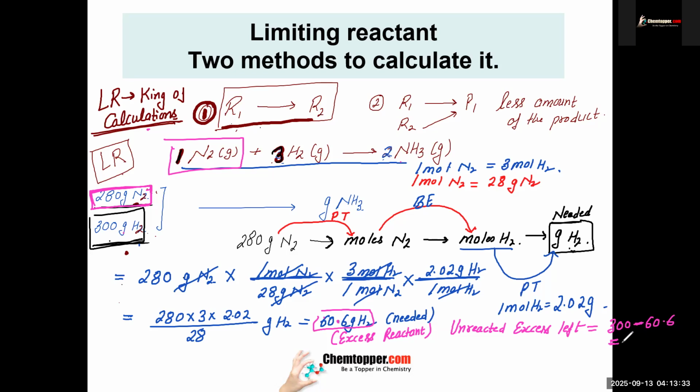So how much is this? 239.4 grams. But now I have to take care of sig figs. I cannot put my answer in any number of significant figures. So your starting number is this. In this number, how many significant figures are there? 2. Your answer should have only 240 grams.